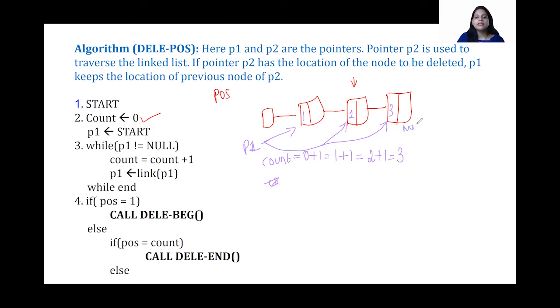Now I will move P1 is equal to link of P1. Link of P1 is null, right? So now when I check while P1 is not equal to null, this is going to become false because P1 is null here. We are going to come out of the while loop. So when the while loop is ending, according to this example, my count is 3. That is, I have 3 nodes, right?